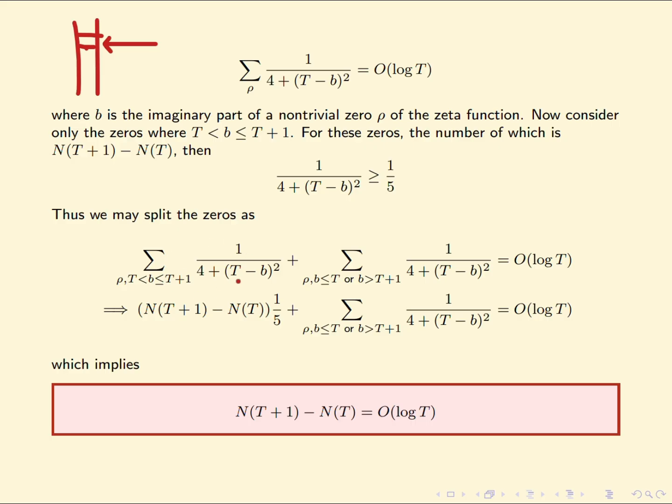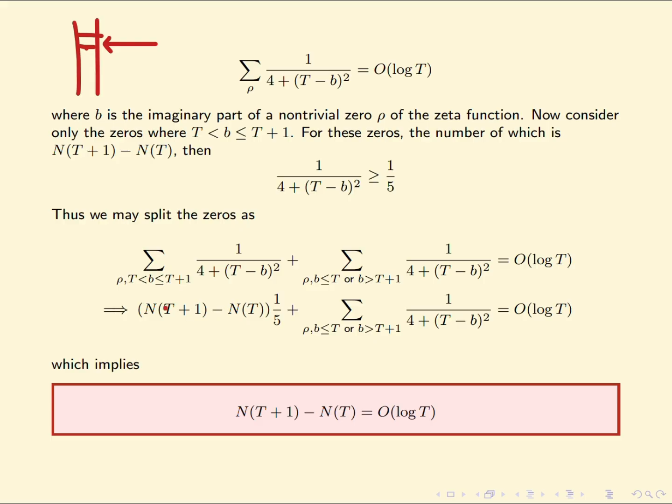And what I'm going to get is that since the thing I'm summing over is at least 1/5, this thing is at least 1/5, and the number of things I'm summing over is by definition this thing. It's n of t plus 1 minus n of t. So again, this is a positive number, or 0, and this thing is also a positive number. And we know that the sum of these two numbers is O of log of t. So therefore it must be that each of these two individual things is also O of log of t.